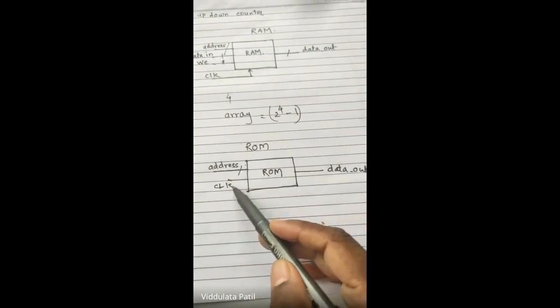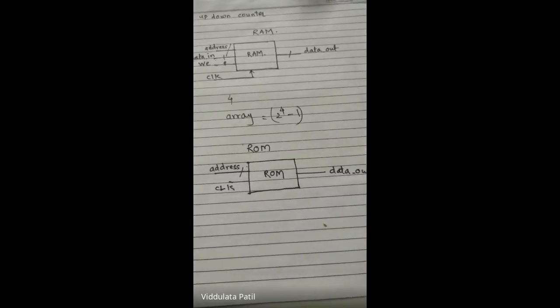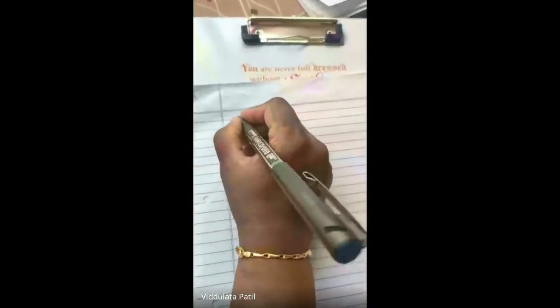So here you can see this block diagram for the ROM where we have 2 inputs, that is the clock signal and the address line, and then we have the output that is the data output line. Okay, so these are the inputs and outputs for this ROM. Now let us write VHDL code for this.